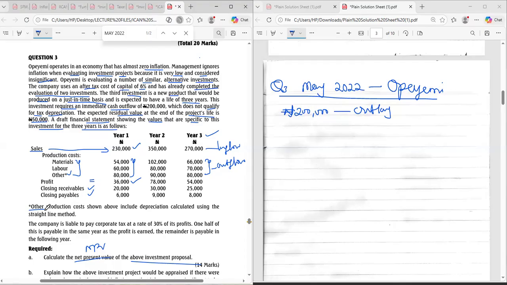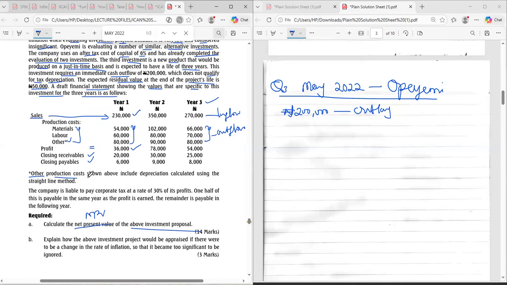Then they said, note that other production costs shown above include depreciation calculated using the straight line method. So inside this amount, we have depreciation. So we have to take out depreciation. The reason we are taking out depreciation is because we needed cash flow. And you know, cash flow is without what? Depreciation. Does that make sense? Do you agree with me? Cash flow is without depreciation.